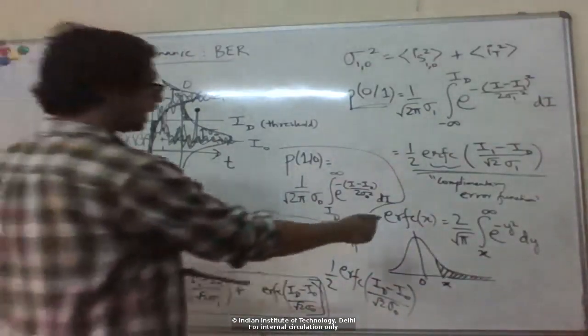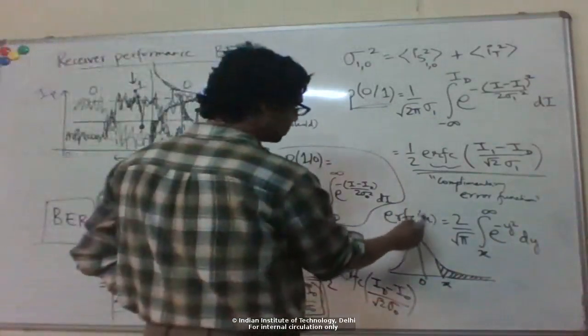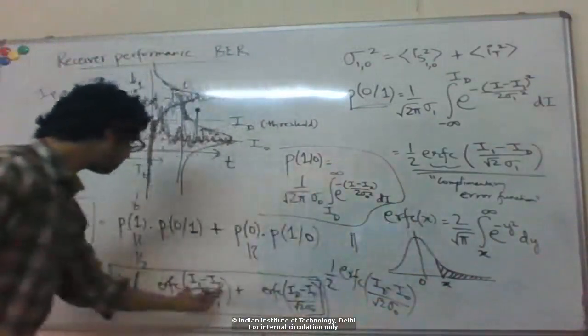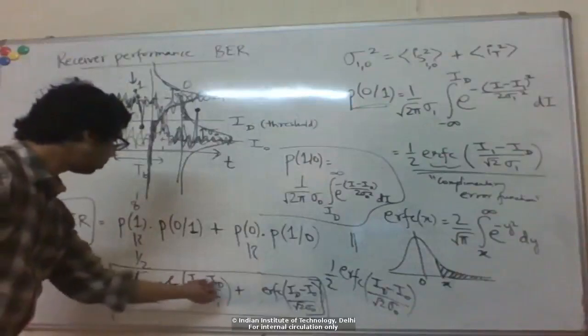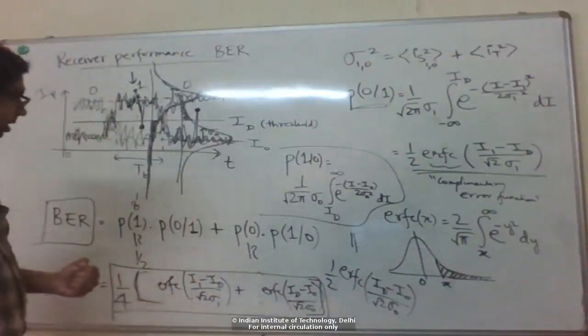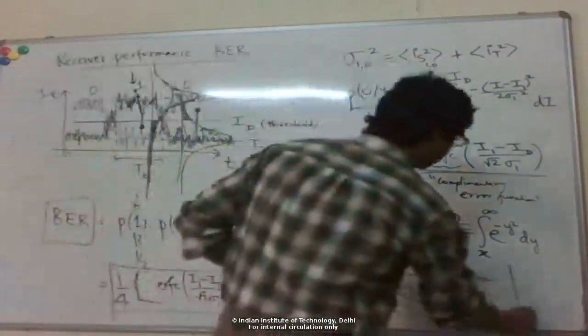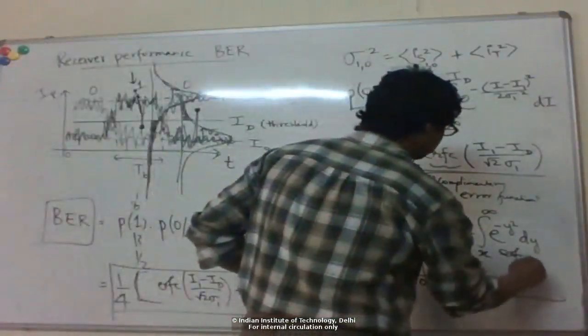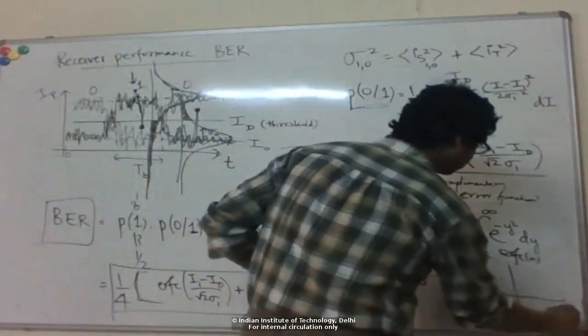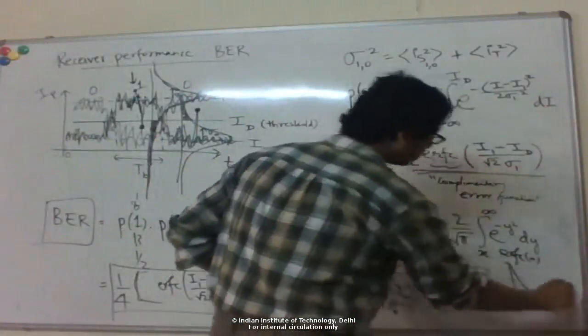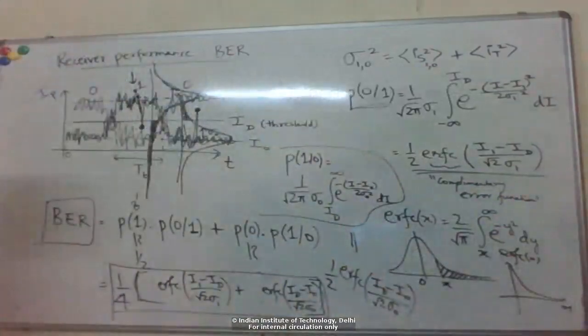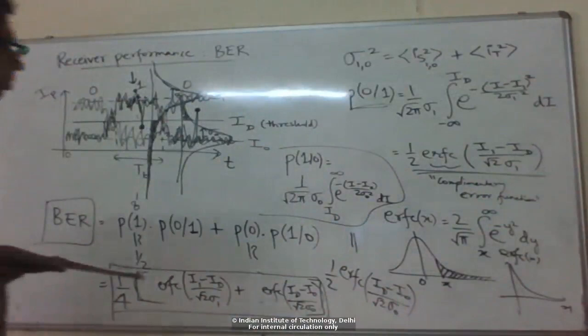So you can see this error function. As you increase x, which is the difference between your threshold and the mean current that you detect, this probability falls really fast. If you plot the complementary error function of x versus x, it falls very fast.